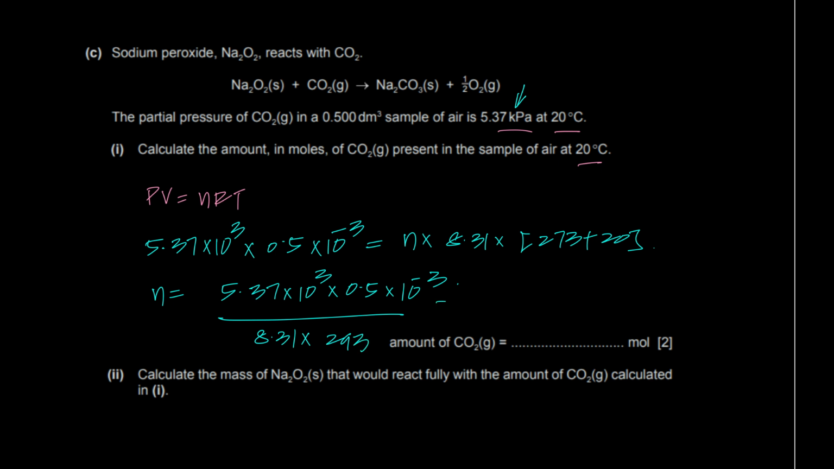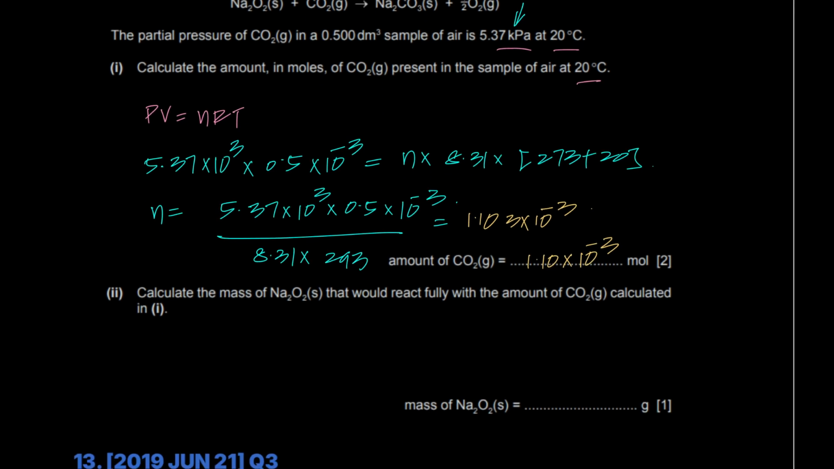Done. Now, what's the answer? Can somebody calculate that? Yeah, you get 1.103 into 10 to the power minus 3. Okay, and since everything is correct to 3 sig fig, I write this correct to 3 sig fig as well, which is 1.10 into 10 to the power minus 3 moles.